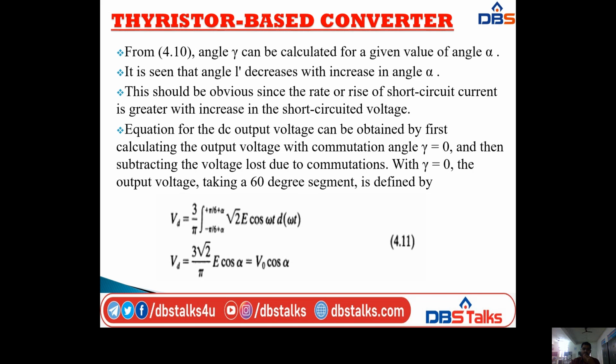After integrating the above equation, finally we have Vd equal to 3 root 2 by pi into E cos alpha. After simplifying, 3 root 2 by pi into E you will write as V naught. So Vd equals V naught cos alpha.